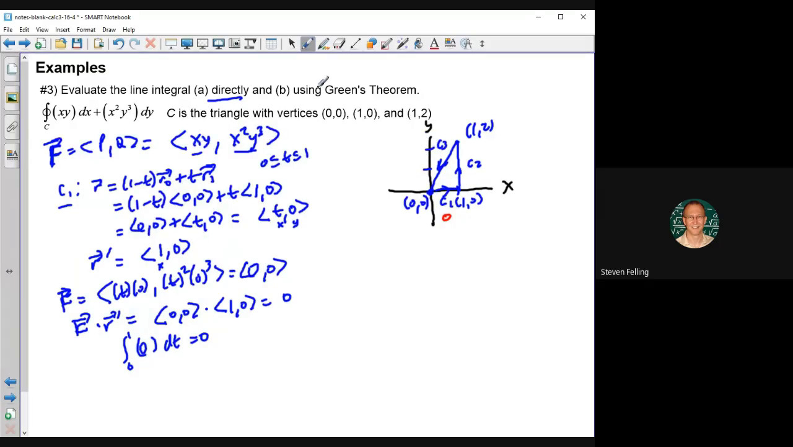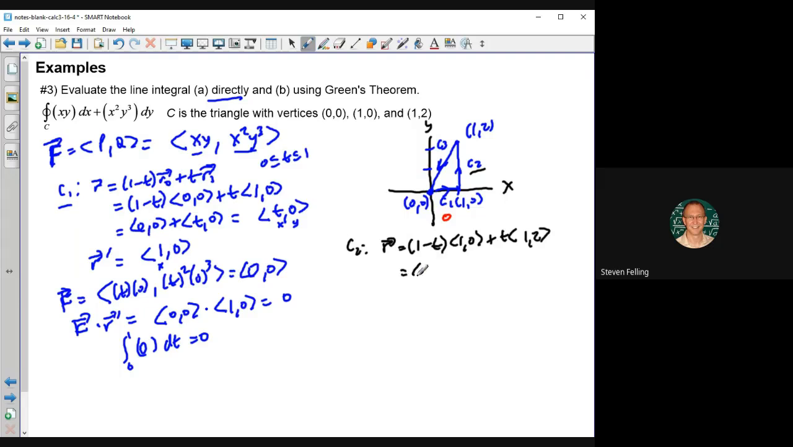Okay, now we have to switch to C2. Let me change colors here. For C2, we have to parameterize that, so I have another parameterization. r is 1 minus t times the initial point here, which would be 1, 0, plus t times the final point, which is 1, 2.